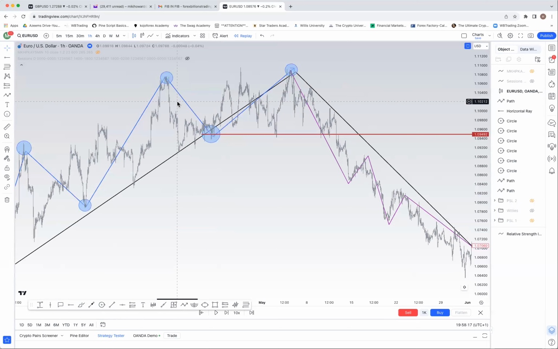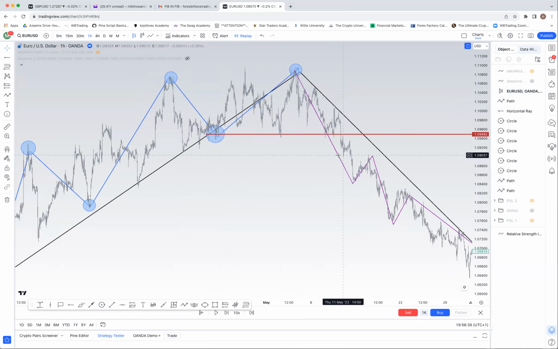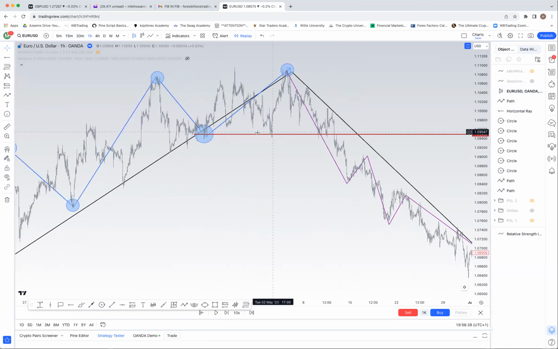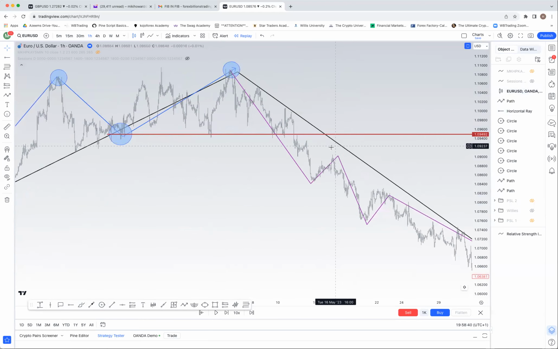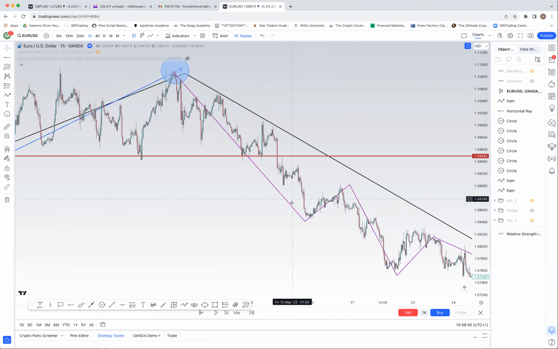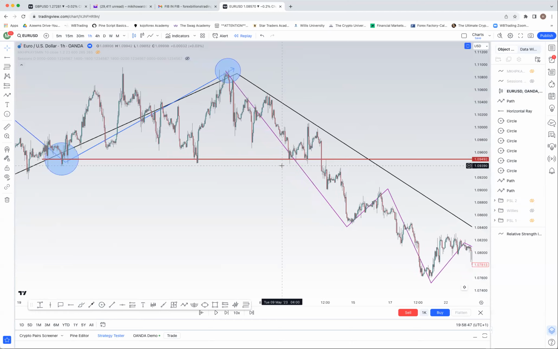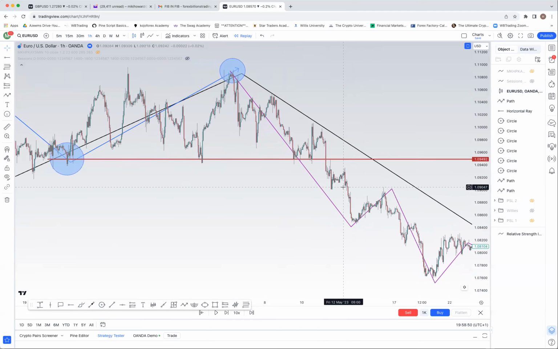Hopefully it works. You know this area here, when it broke over here, it didn't go all the way back to the red line. It doesn't retest, but it doesn't matter, so long as it closed below. Did it close below here? Yeah, it closed below. If you look here, it went and tested it anyway, but it doesn't have to, so long as it closed below.